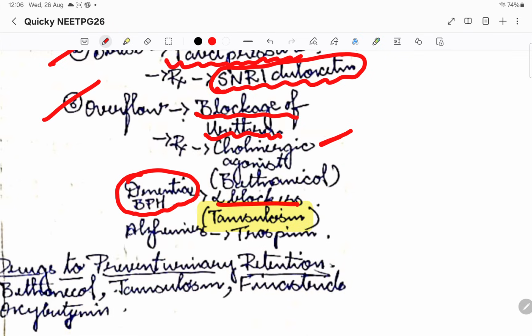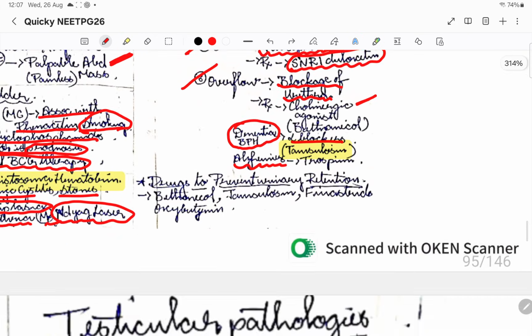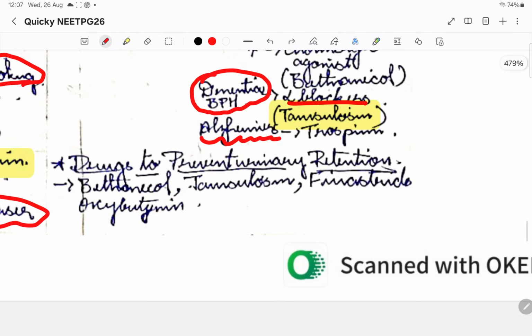In Alzheimer's cases, we are going to go for trospium. Trospium is what we give in Alzheimer's. Please remember, in dementia, tamsulosin is what we give. Then coming to the drugs that prevent urinary retention. We saw earlier the inability to hold the urine. Now to prevent urinary retention, what are we going to give? We are going to go for bethanechol, the cholinergic drug, to let the urine pass through. Once and for all the urine should pass, so we give a cholinergic, that is, parasympathetic.